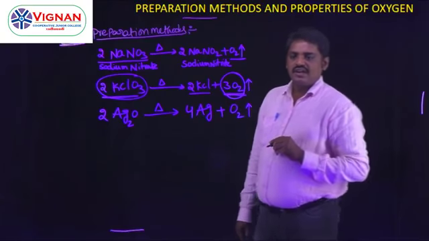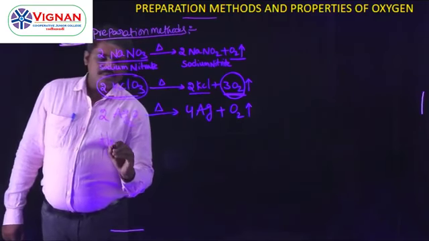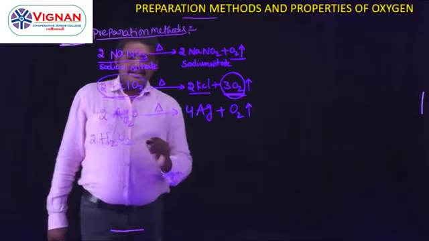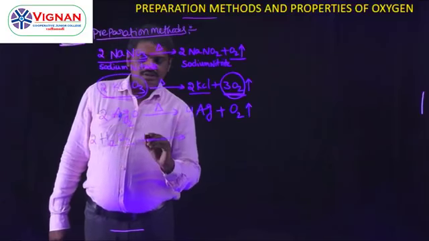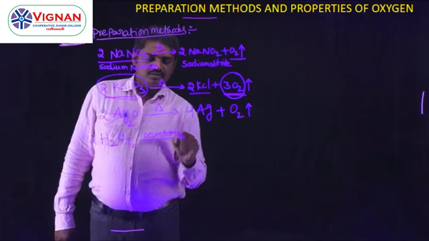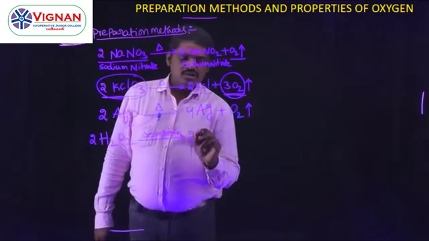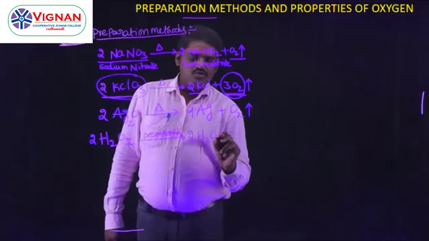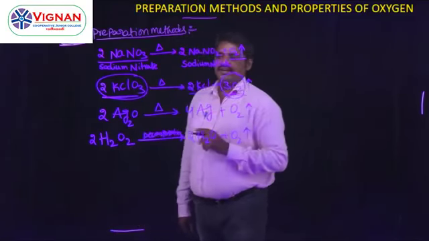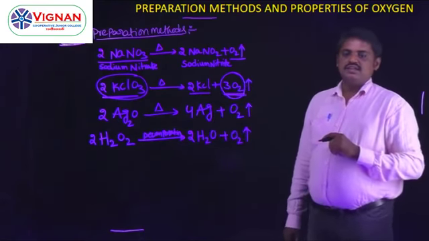Okay. And the next one, the decomposition of hydrogen peroxide. The decomposition of hydrogen peroxide produces 2 moles of H2O and 1 mole of oxygen gas is liberated.